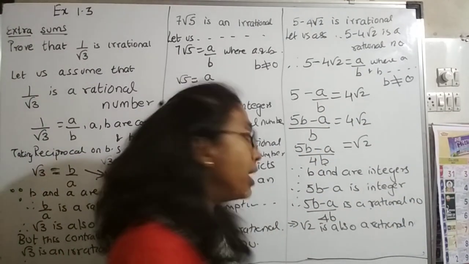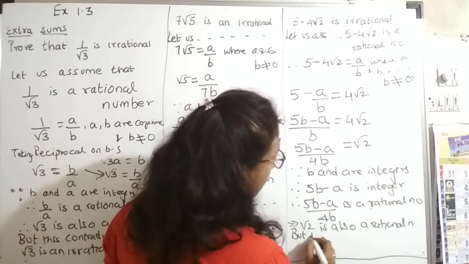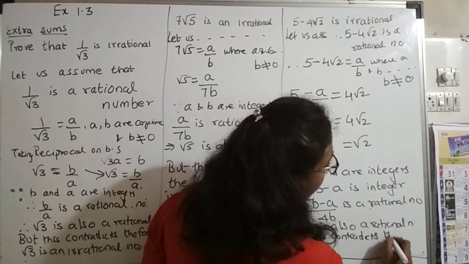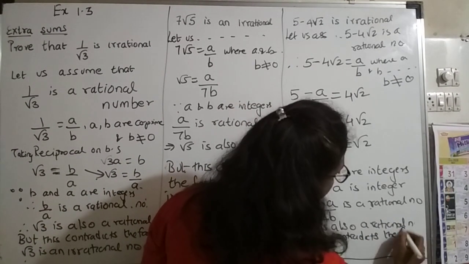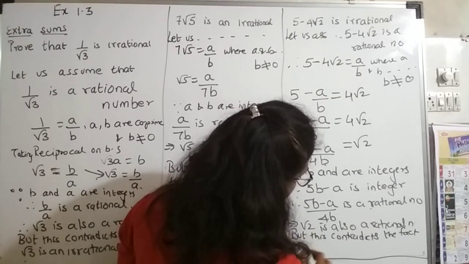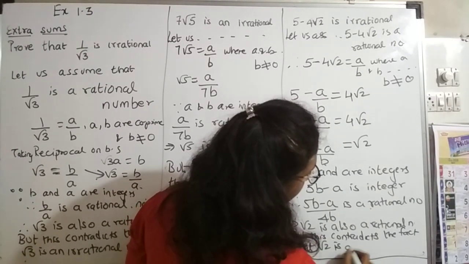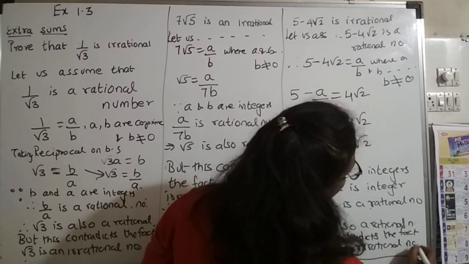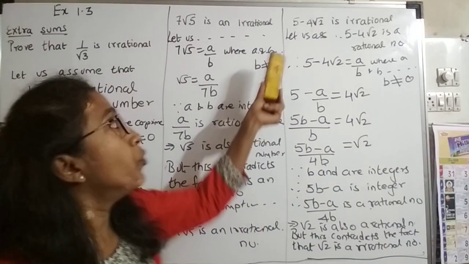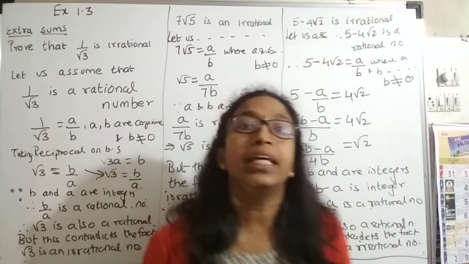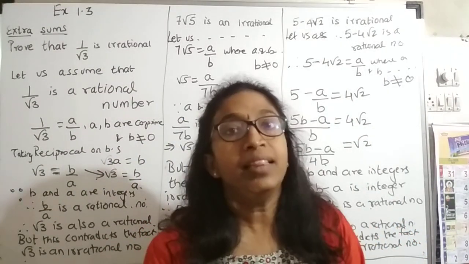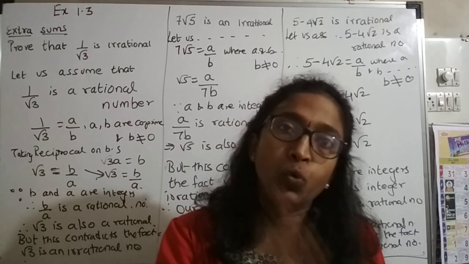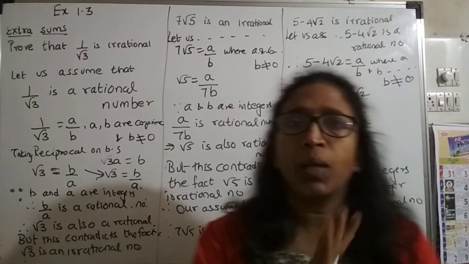The next step: but this contradicts the fact that root 2 is an irrational number. Root 2 is an irrational number. Therefore, our assumption is wrong. Therefore, 5 minus 4 root 2 is an irrational number. So, I think in this particular video, you have understood that if it comes for 2 or 3 marks, we don't have to write the whole blah blah like a theorem.